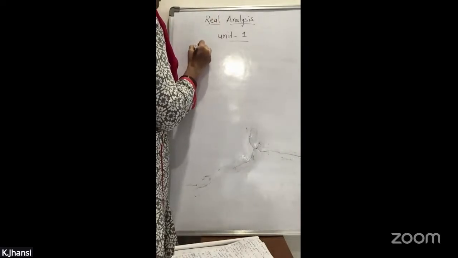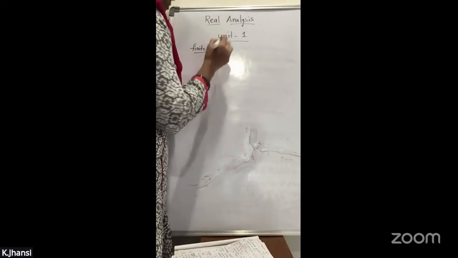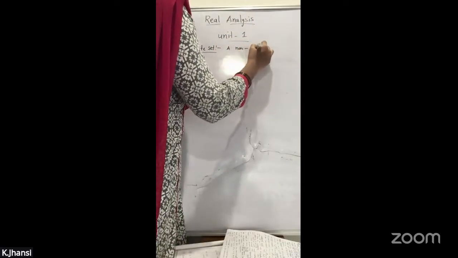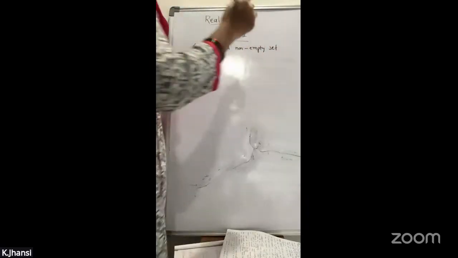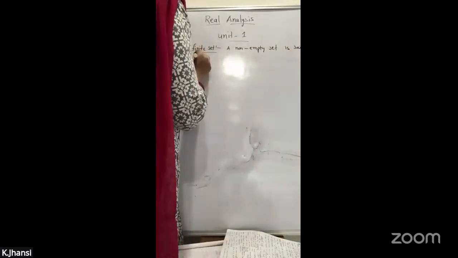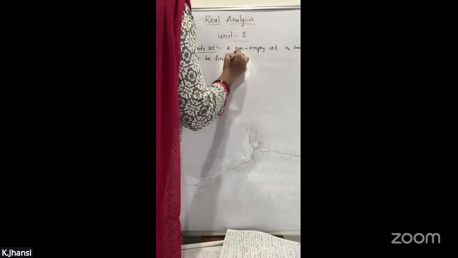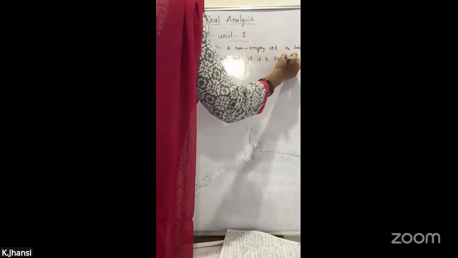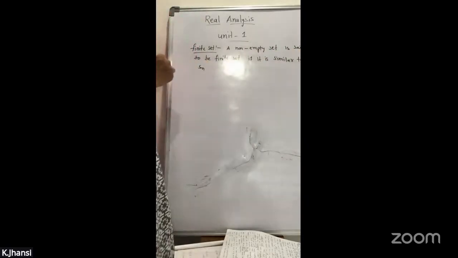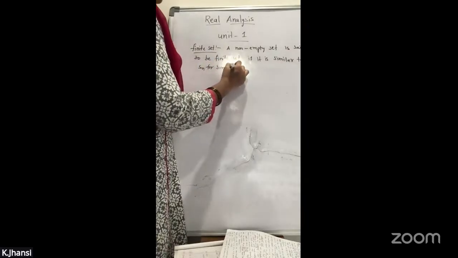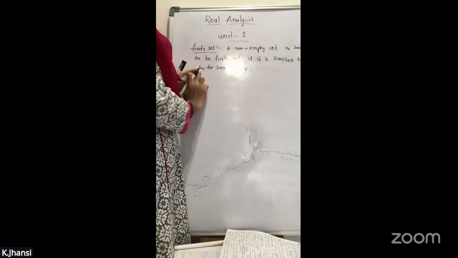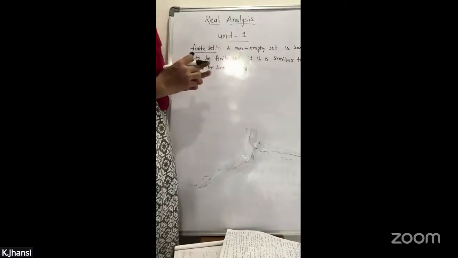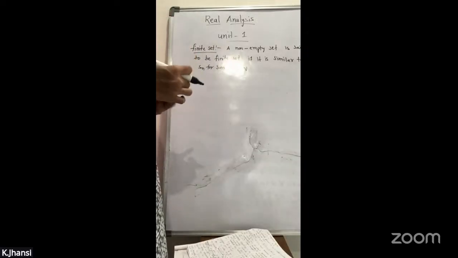Finite set: a non-empty set is said to be a finite set if it is similar to Sn for some n belonging to capital N. If a non-empty set is in the form of Sn, then we call it a finite set, where the n we are taking are natural numbers.